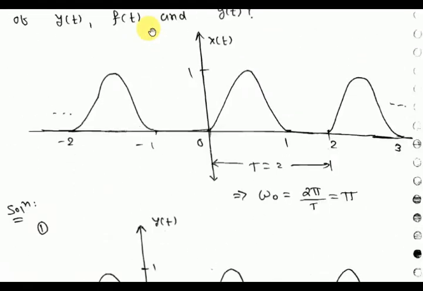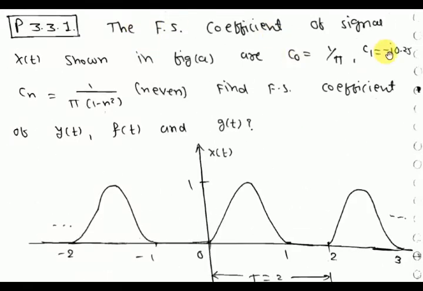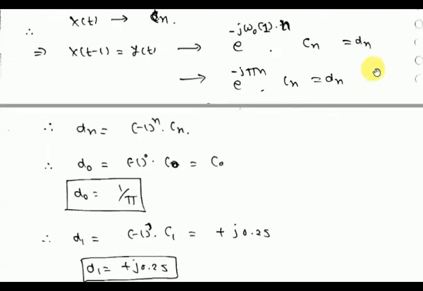You should see the first question. C naught is given, c1 is given, cn is given for only n equal to 1. For other terms, c3, c5, c7, the other odd terms will be 0. Here, not given means 0.